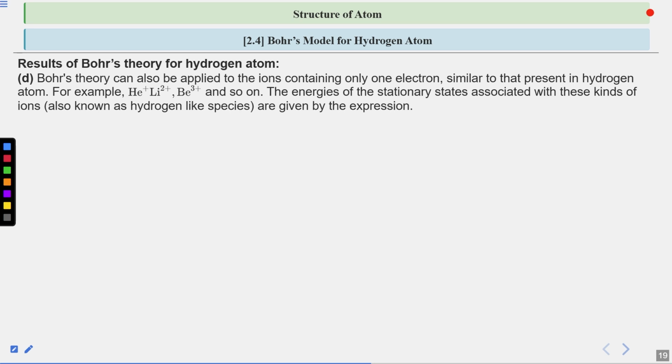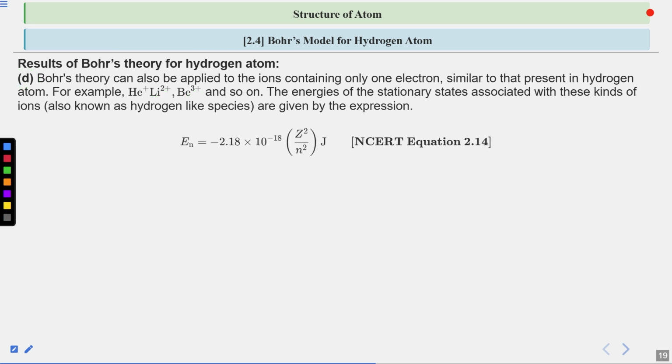Now this Bohr's theory can be applied not only to hydrogen but also to hydrogen-like species. Now what is the meaning of hydrogen-like species? Suppose you are taking helium and taking one electron out of it. Then it has the same number of electrons as the hydrogen atom has. So it can be called a hydrogen-like species. Similarly for lithium and the same thing for beryllium.